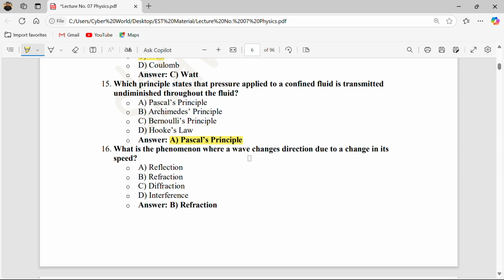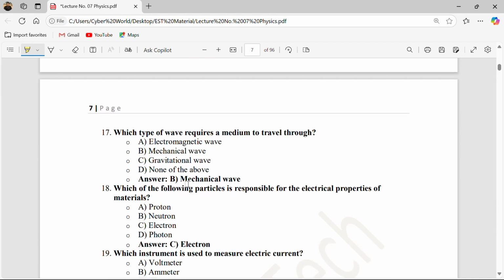What is the phenomena where a wave changes direction due to the change in speed? So if there is a change in speed, the wave changes its direction. So this is refraction, because in reflection there is no change in the wave. Your incident wave must equal the reflected wave. But in refraction, your incident is not equal to refracted, meaning your refracted is changed. That's why the answer is refraction.